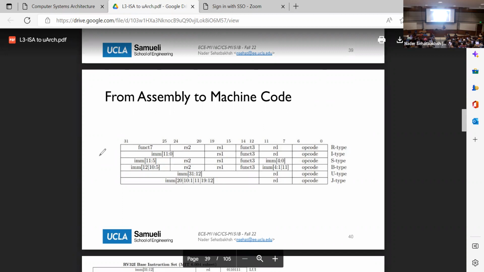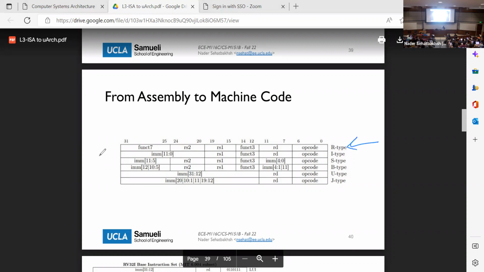RISC-V, in order to make this table more manageable and more understandable, says that all these instructions that we talked about, the ALU, the memory, the control flow, are all categorized into 6 different types: the R type, I type, S type, B type, U type, and J type. And all of them follow the exact same format. So all the R types follow a format like this. What does this format say?